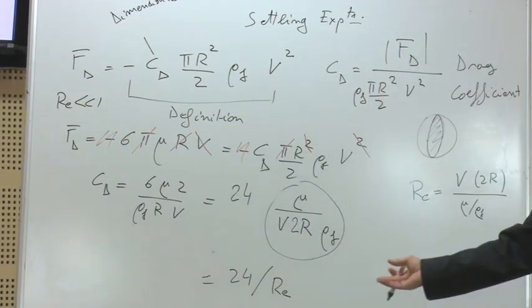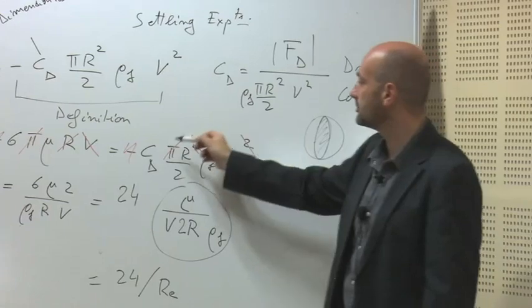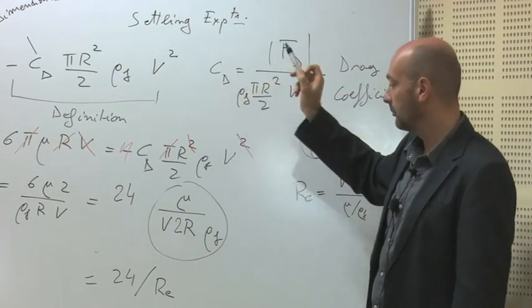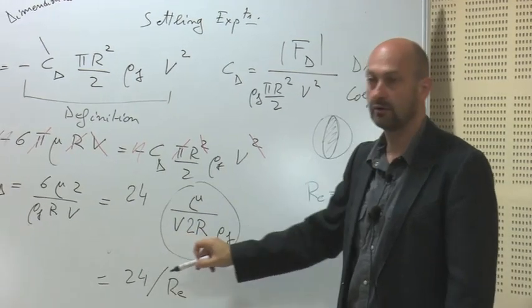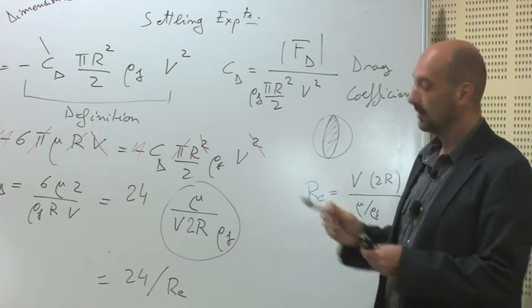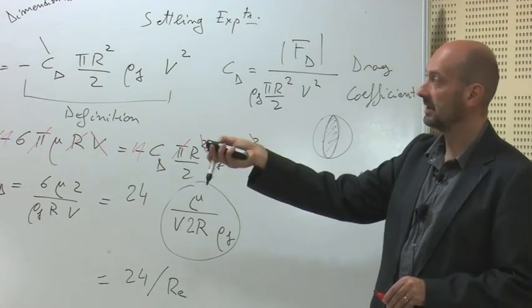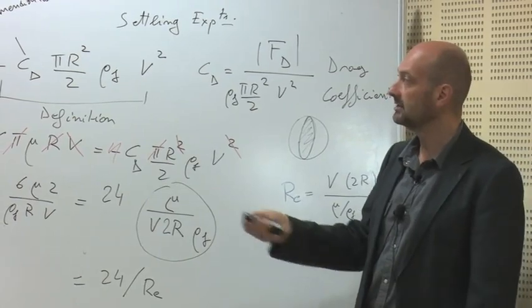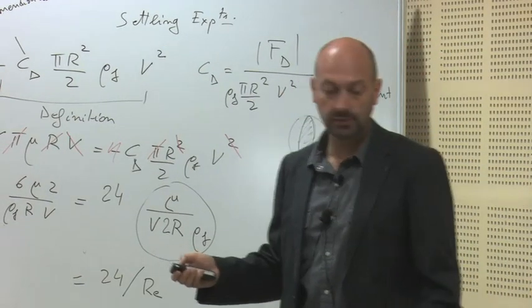Okay, so you can show analytically that when you are in the Stokes regime, the definition of the drag coefficient must go like 24 over the Reynolds number. So this is the Stokes drag with that expression, that definition of the drag force.